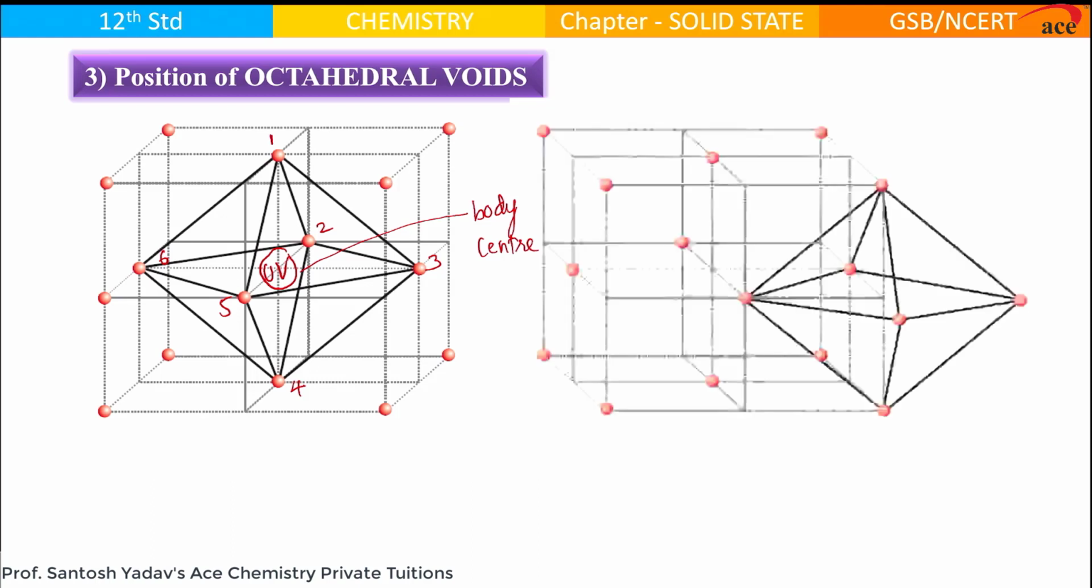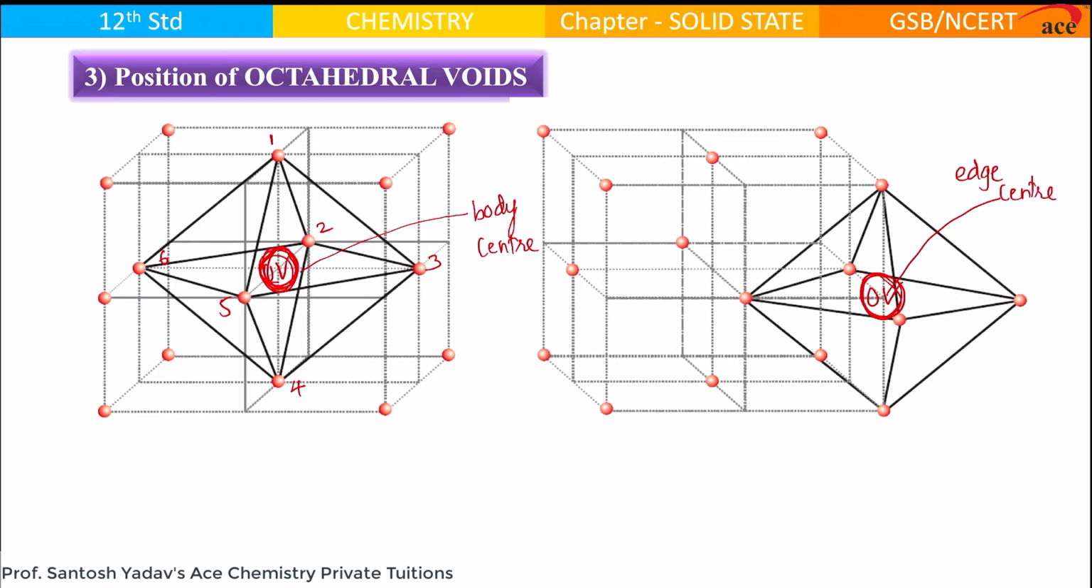If you check here also, this is your octahedral void, trapped between the 6 spheres. Here also it is trapped between the 6 spheres. So, an octahedral void here is trapped between 6 spheres and another octahedral void is trapped between 6 spheres. What is this position? If you check, it is nothing but the edge center.